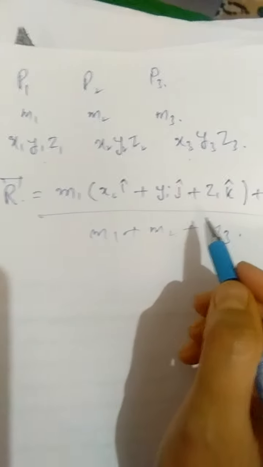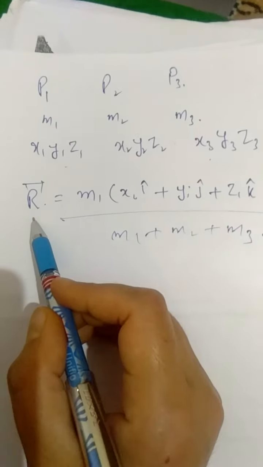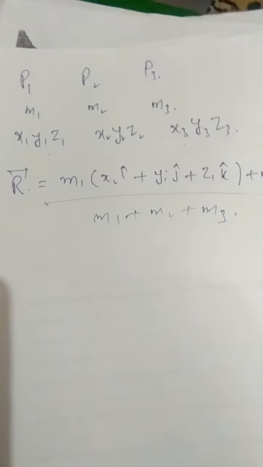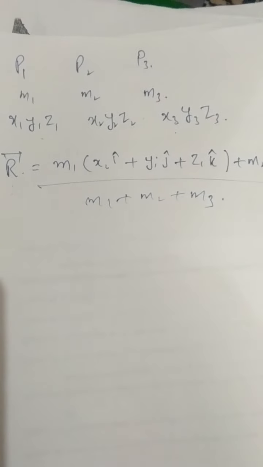Whatever that is gives the value of the position vector of the center of mass of a system of particles. So I hope that gives you a basic preliminary idea of the concept of center of mass. So that's all.